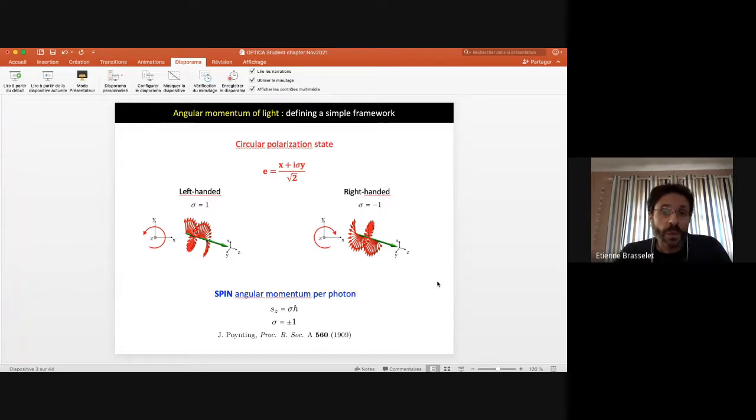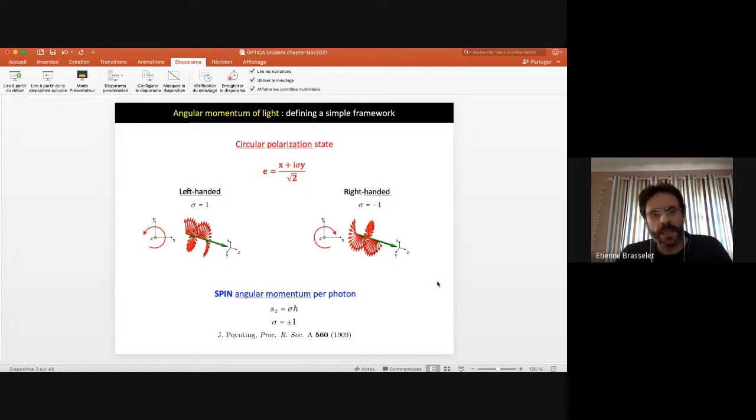And what do you see? You see a helical distribution of the electric field vector. And this helix, described by the tip of the electric field vector, is either right-handed or left-handed, from which comes the name right-handed or left-handed circular polarization state. What is important here is that at a given place, the electric field vector rotates either clockwise or counterclockwise, depending on the handedness of the circular polarization state.